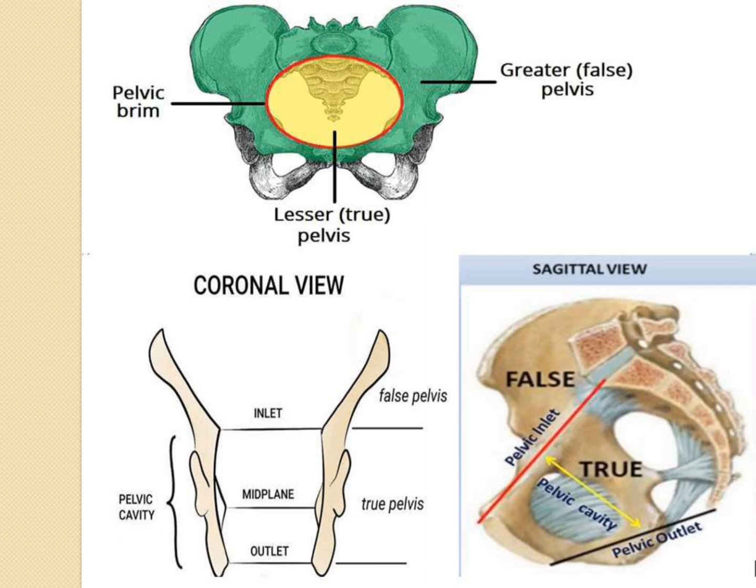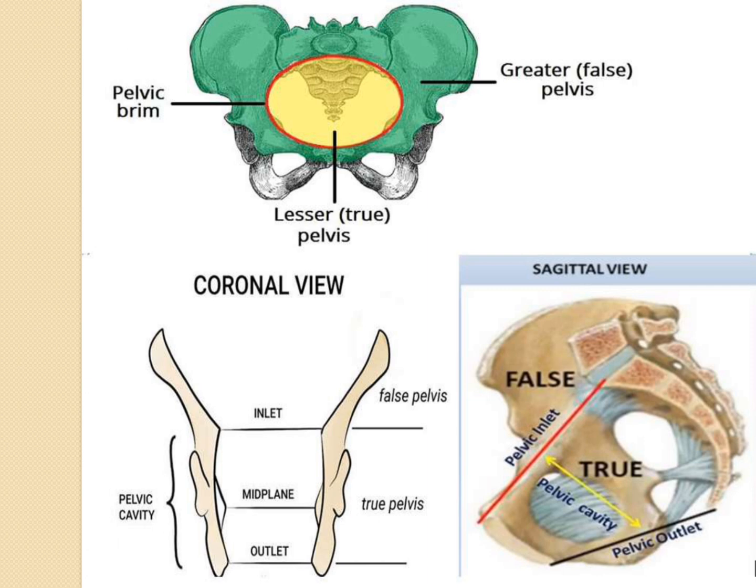Coronal view also explains the division of bony pelvis into false pelvis and true pelvis, and it also explains the division of true pelvis into pelvic inlet, pelvic cavity, and pelvic outlet. False pelvis lies above the pelvic brim and true pelvis below the pelvic brim. Inlet lies at the level of pelvic brim, mid cavity lies at the level of ischial spine, and pelvic outlet lies at the level of ischial tuberosity.